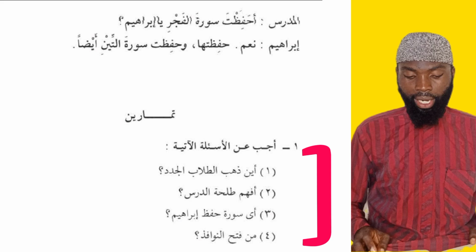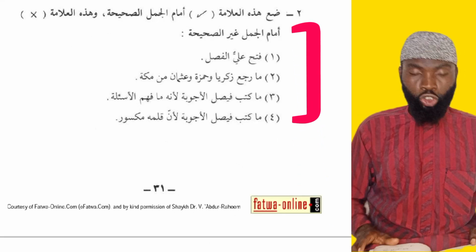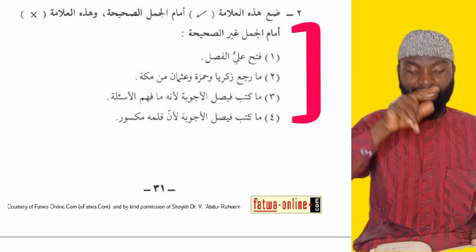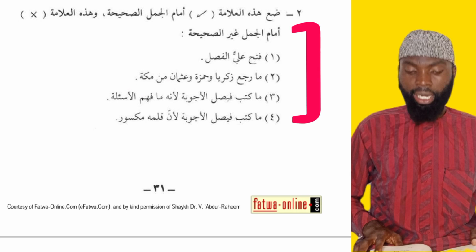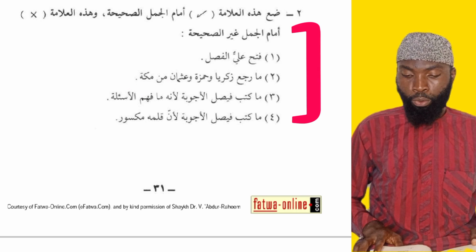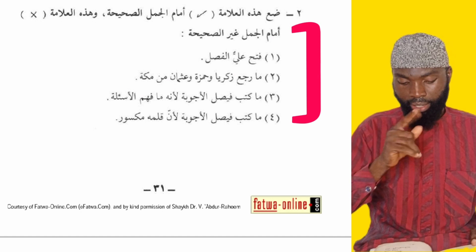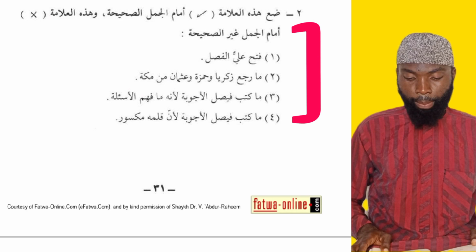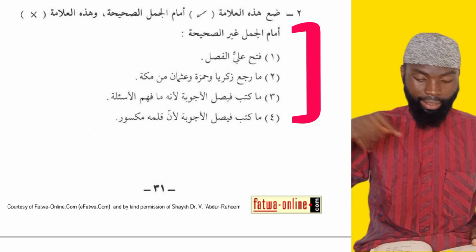Then exercise number 2, we have ضع هذه العلامة, place this sign أمام الجمل الصحيحة, in front of the correct sentences, and this sign أمام الجمل غير الصحيحة, in front of sentences which are incorrect. Number 1, we have فتح علي الفصل, Ali opened the door, the class. La, this is not correct. Number 2, we have ما رجع زكريا وحمزة وعثمان من مكة. Hamza and Zakaria and Uthman have not returned from Makkah. That is correct.